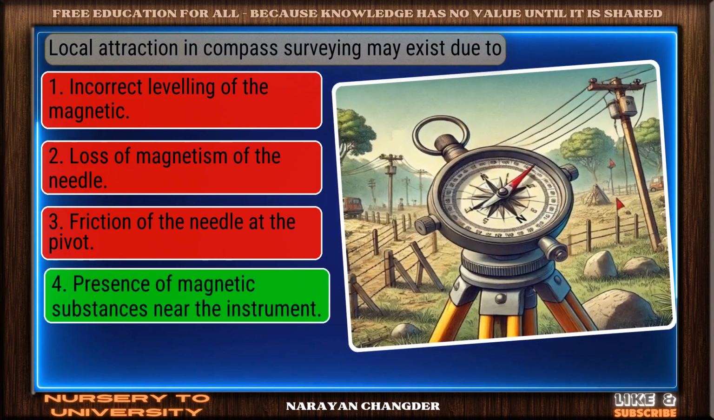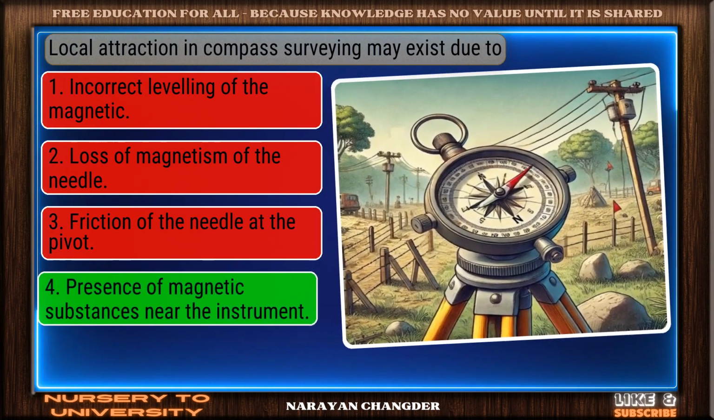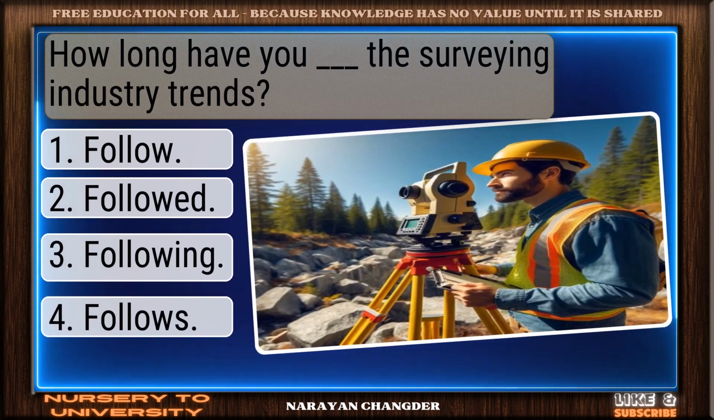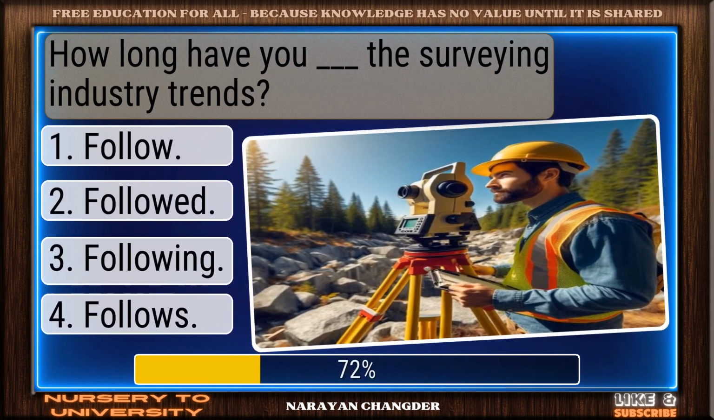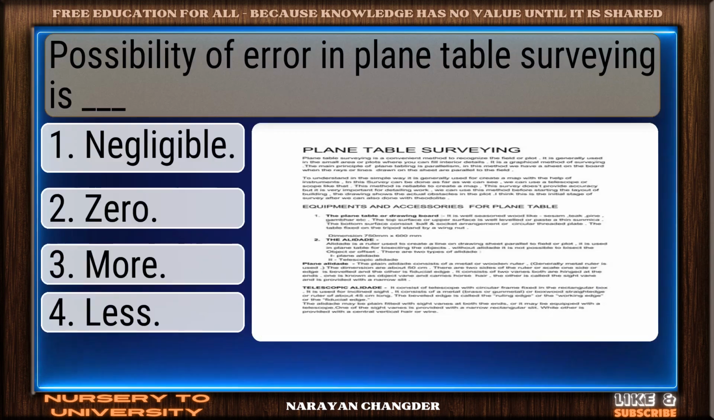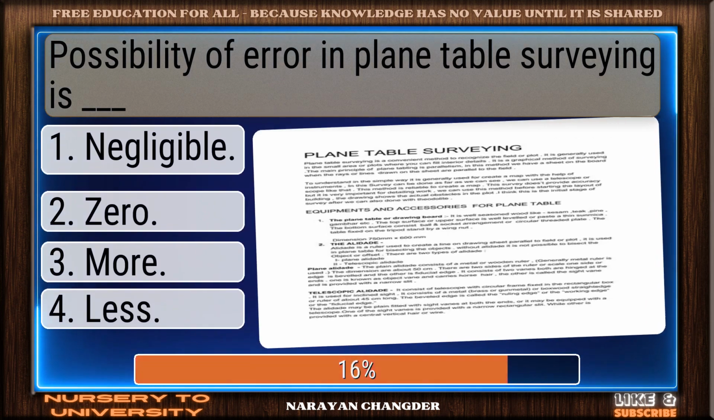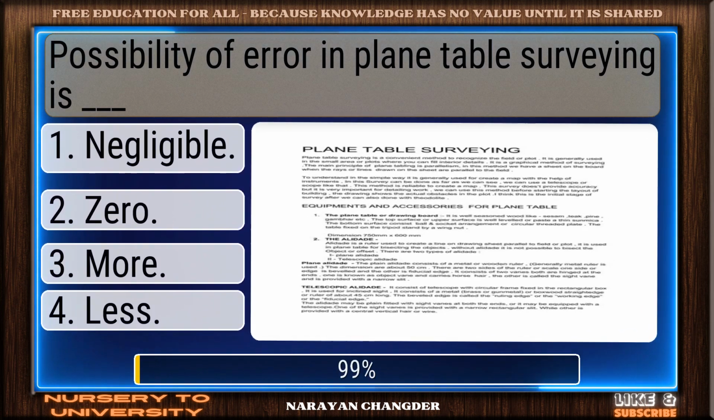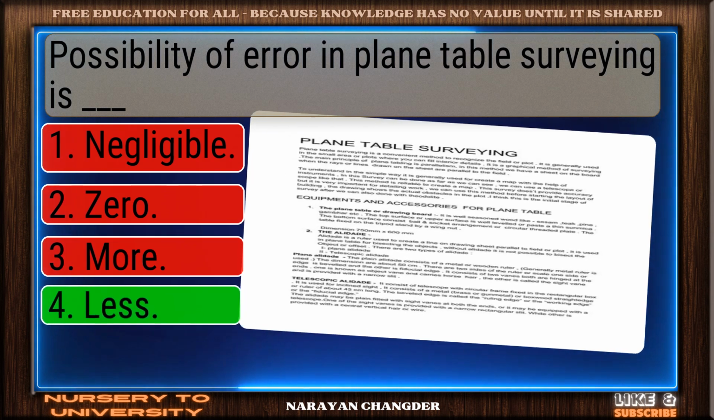Good job. Your answer, presence of magnetic substances near the instrument, works well here. How long have you dash the surveying industry trends? Well picked. Followed is the correct answer. Possibility of error in plane table surveying is dash. Nice selection. Less is the correct and valid answer.